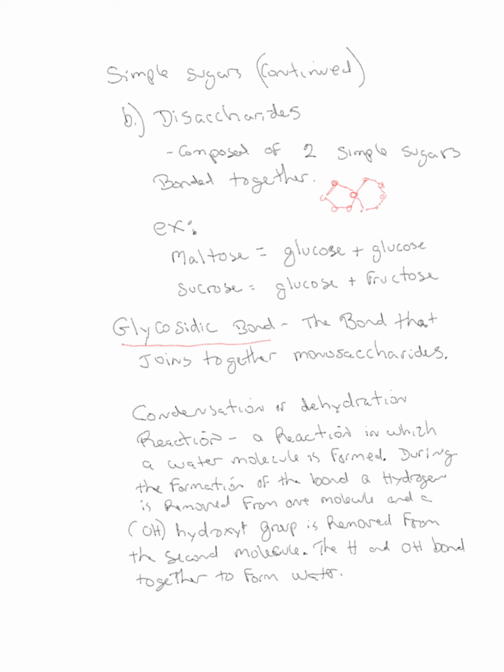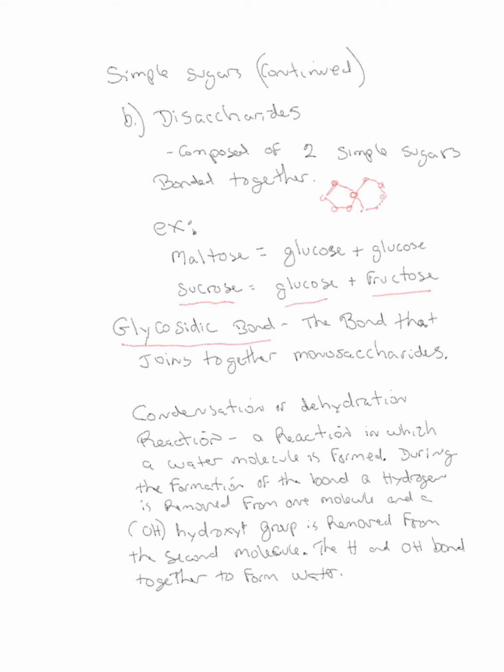So for example, if you look at maltose, that's formed by the bonding of 2 glucose molecules together. Sucrose, which is table sugar, the sugar that we put on foods, is 1 glucose molecule bonded to 1 fructose molecule. And again, the bond that holds those two together, and actually any 2 monosaccharides bonded together, is a glycosidic bond.